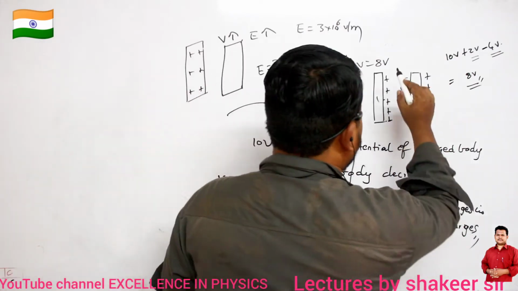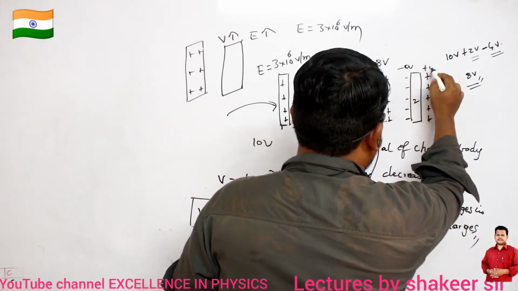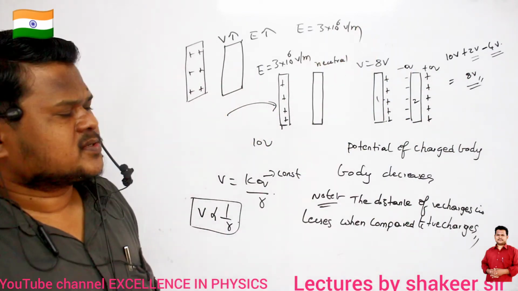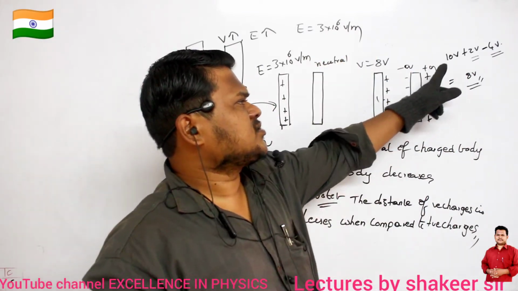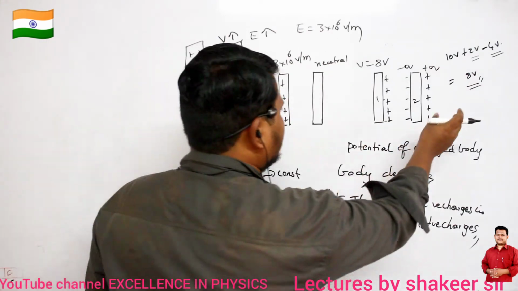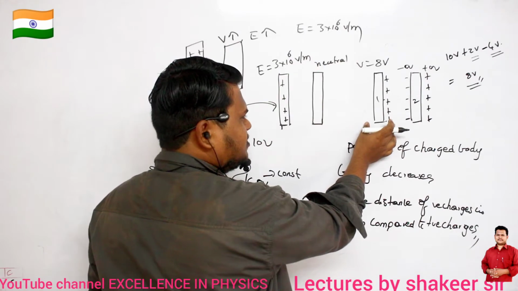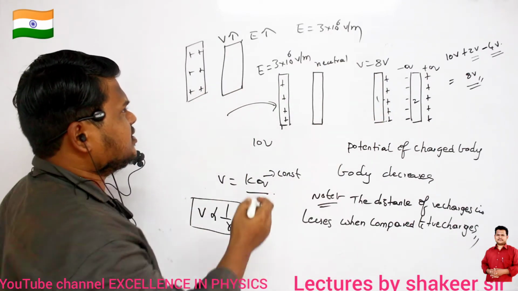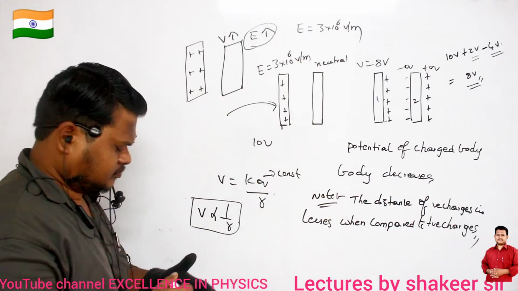The amount of charge is the same. Here also I have minus q, here also I have plus q. The amount of charge is the same, but the distances of the charges are not the same. So definitely the rise of potential is only 2 volts, but the fall in potential is minus 4 volts. So totally, what happens to the potential of this conductor? It will decrease.